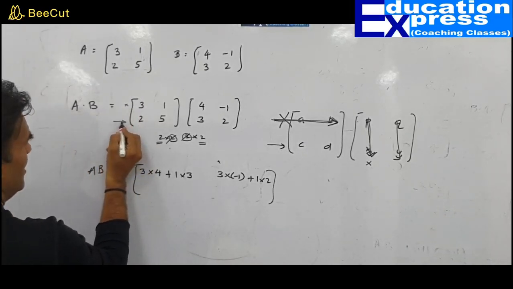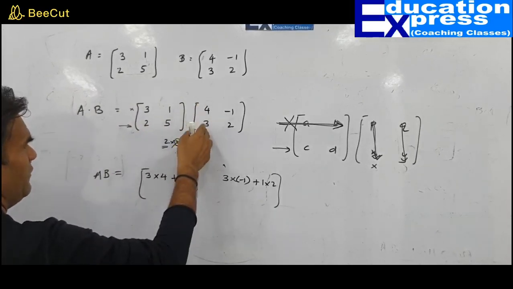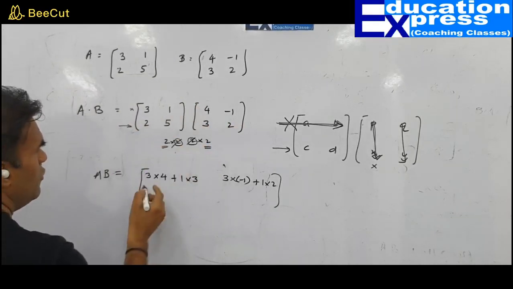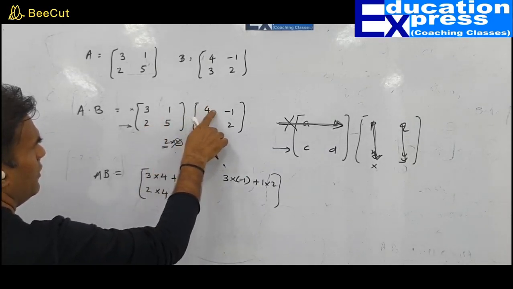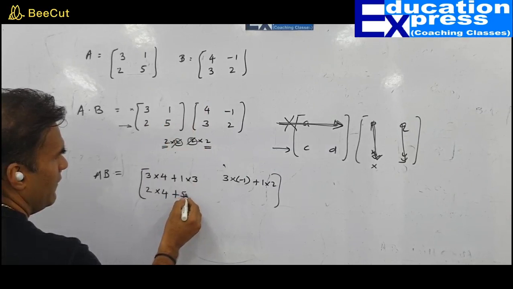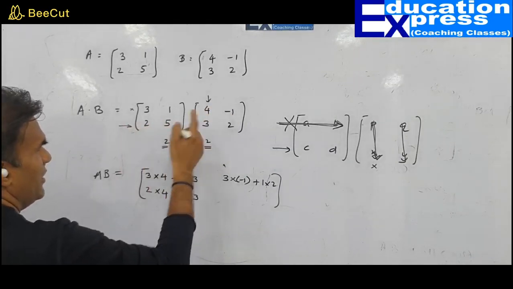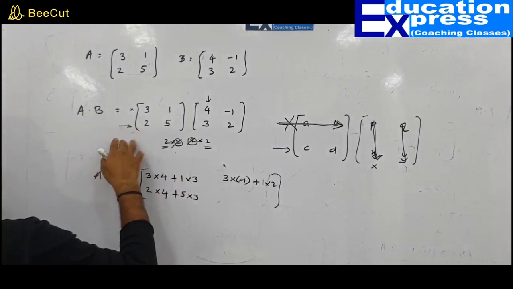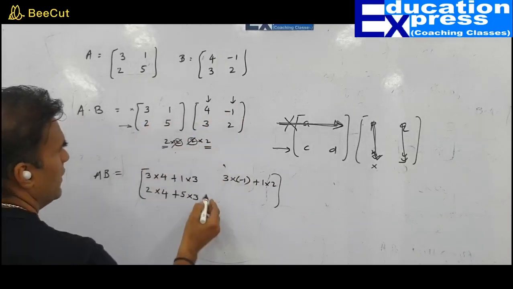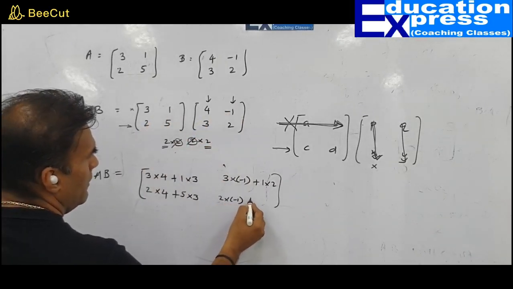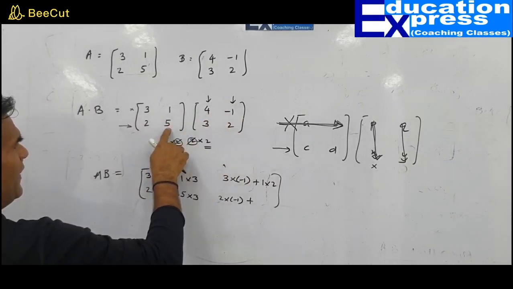Now we'll start with this row. 2 and 5. So 2 and 5 is going to get multiplied with 4 and 5, same way. So 2 into 4 plus 5 into 3. Done. Since this row got an opportunity to multiply with this column, now this row will get an opportunity to multiply with another column. 2 into minus 1 plus 5 into 2.